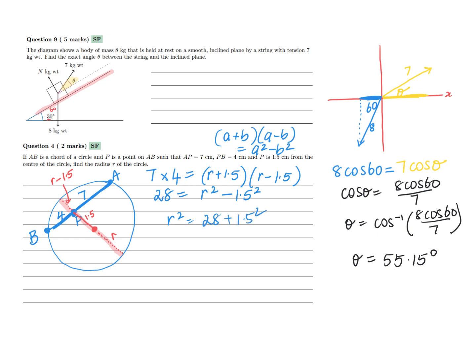And what does that get? So r squared equals 30.25, and r is going to be the square root of that, which is 5.5. Now, it's not going to be plus or minus 5.5 because having a negative radius length makes no sense for that one, so just the positive.